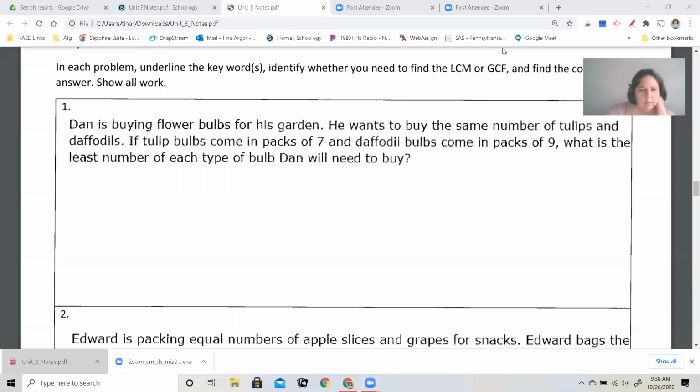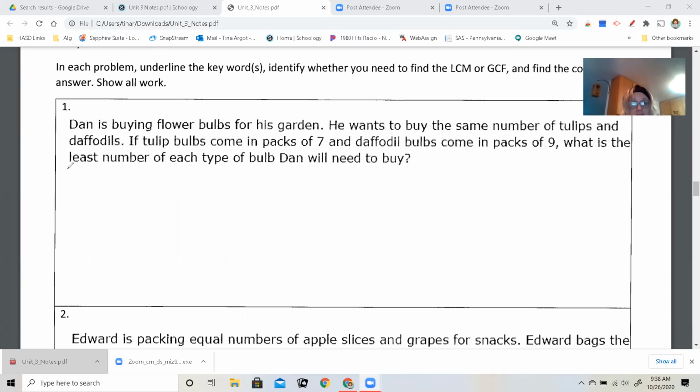All right. So what we're going to look at now is word problems that have an LCM or a GCF that we have to find in order to find the correct answer. When we go through and do these, there are keywords in there that are going to tell us what we need to do.